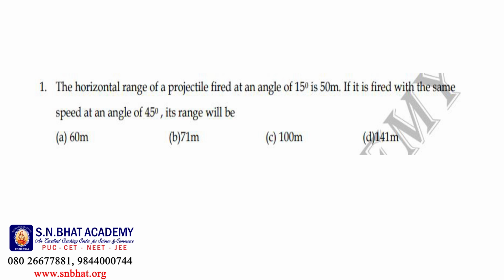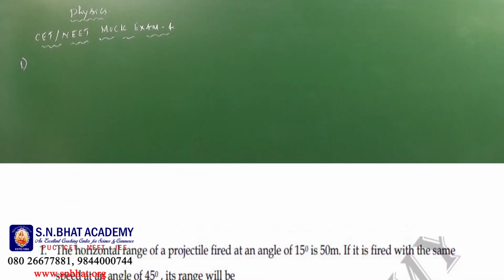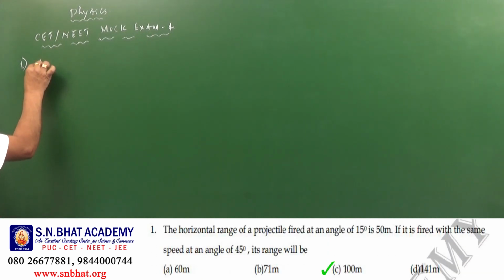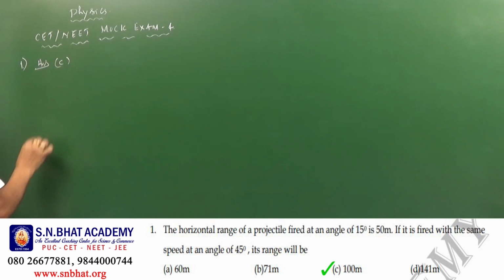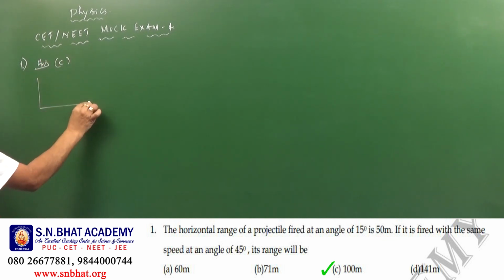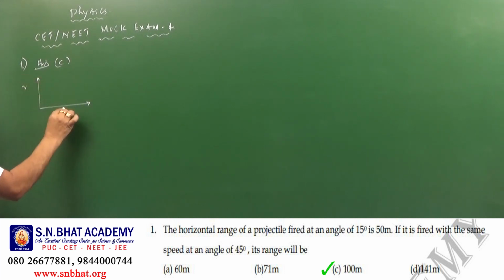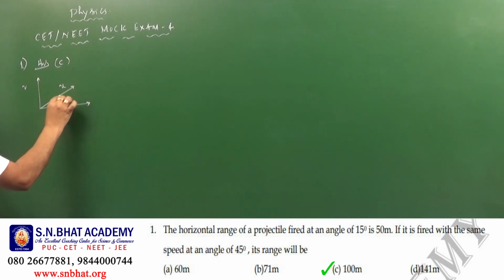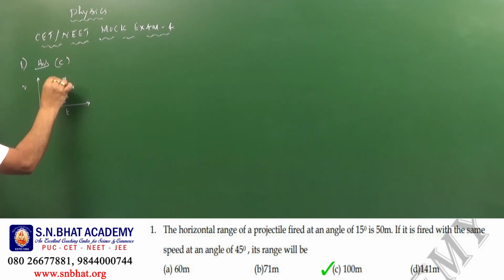Study the question carefully. Horizontal range of a projectile fired at an angle of 15 degree is 50 meter. If it is fired with the same speed at an angle of 45 degree, then its range will be. Remember, here the answer for this question is 100 meter, that is, the answer is C. He has thrown first with a velocity u making an angle of 15 degree. Now he says it is 45 degree, and now what is the range? Okay, with the same speed.